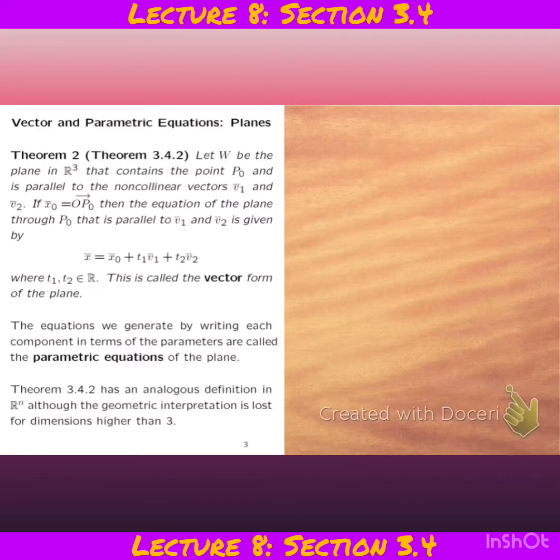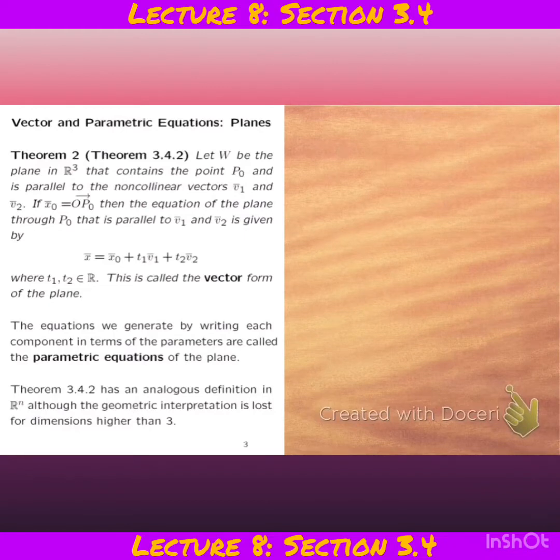Okay, that brings us to the next theorem. Again, we looked at straight lines and we want to move on to planes. So suppose I want to find the equation of a plane, and this plane has a particular property. Firstly, it must contain a given point, call this point x0, and on top of that, it must be parallel to two given vectors, call them v1 and v2.